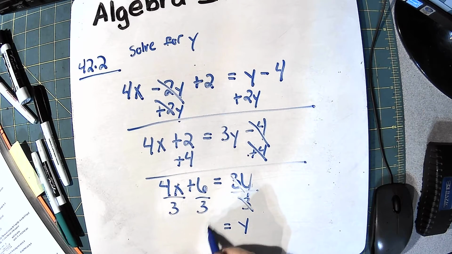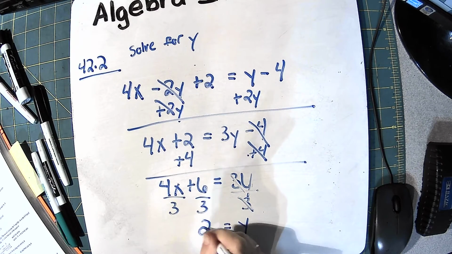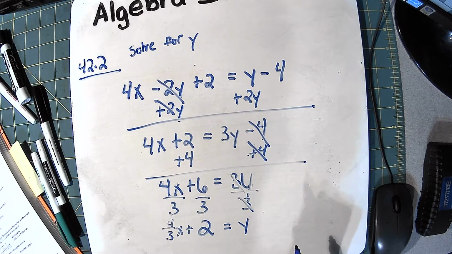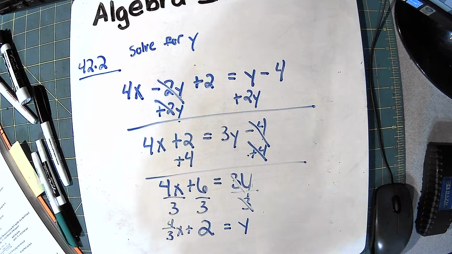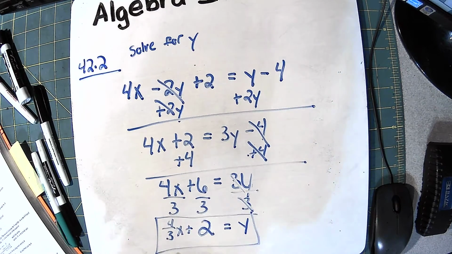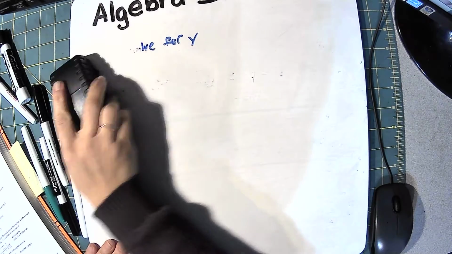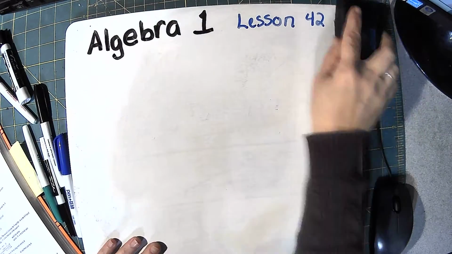6 divided by 3 is going to be 2. And then I'm going to have 4 over 3 x plus 2 equals y. Okay, and then that is my answer. I can't break that fraction down anymore. I could say 1 and 1/3, but you don't have to do that. 4 over 3 is fine. Okay, let's try another one. So basically you're just rearranging the problem.